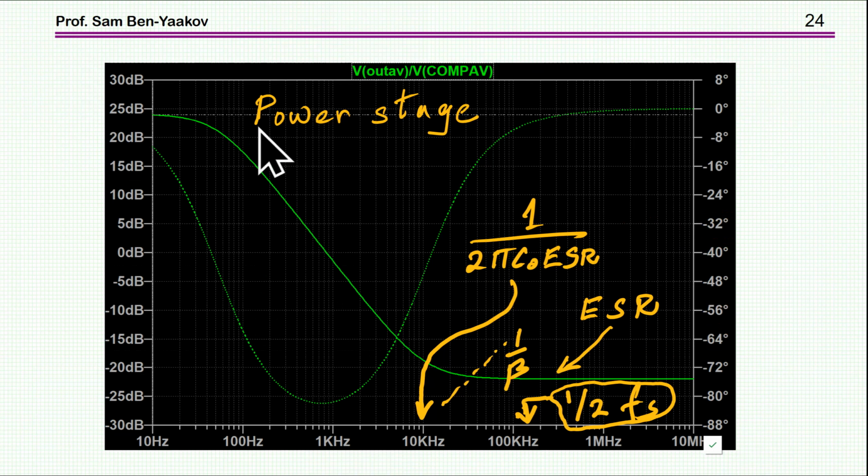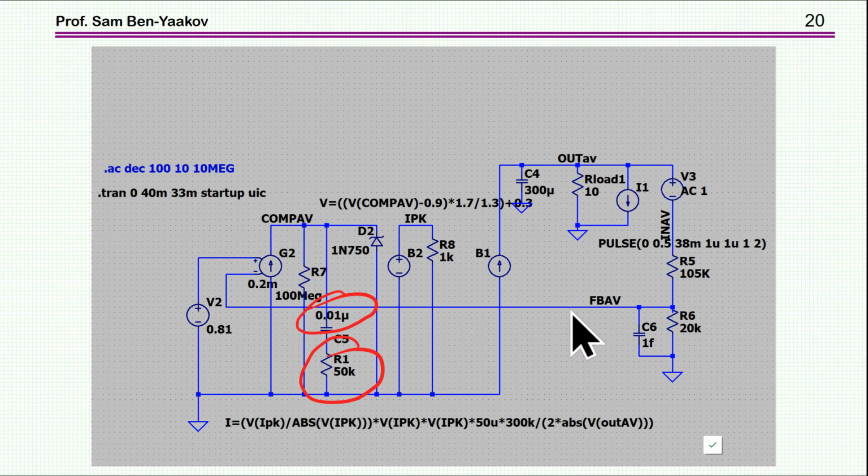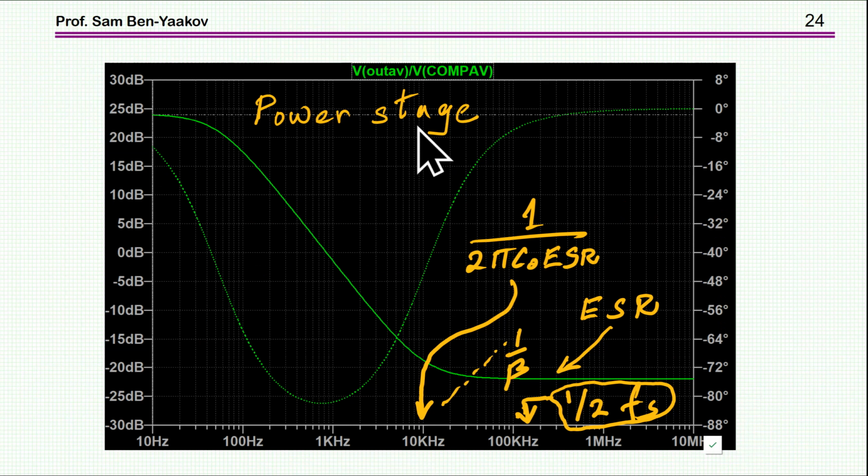If we look now at the pulse stage itself, which I can do by simply looking at the ratio of the output to the input here. This will be the pulse stage, okay? So with the AC simulation, I can get the pulse stage response. So what I see here is indeed about a first order response, the phase approaching 90 degrees. This is 20 dB per decade.